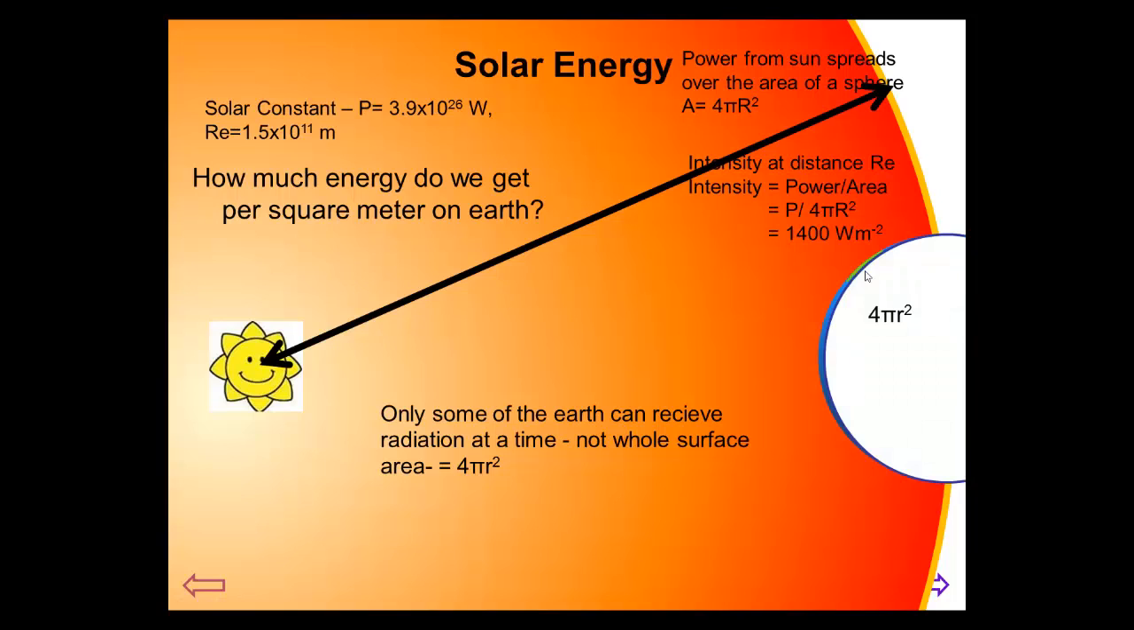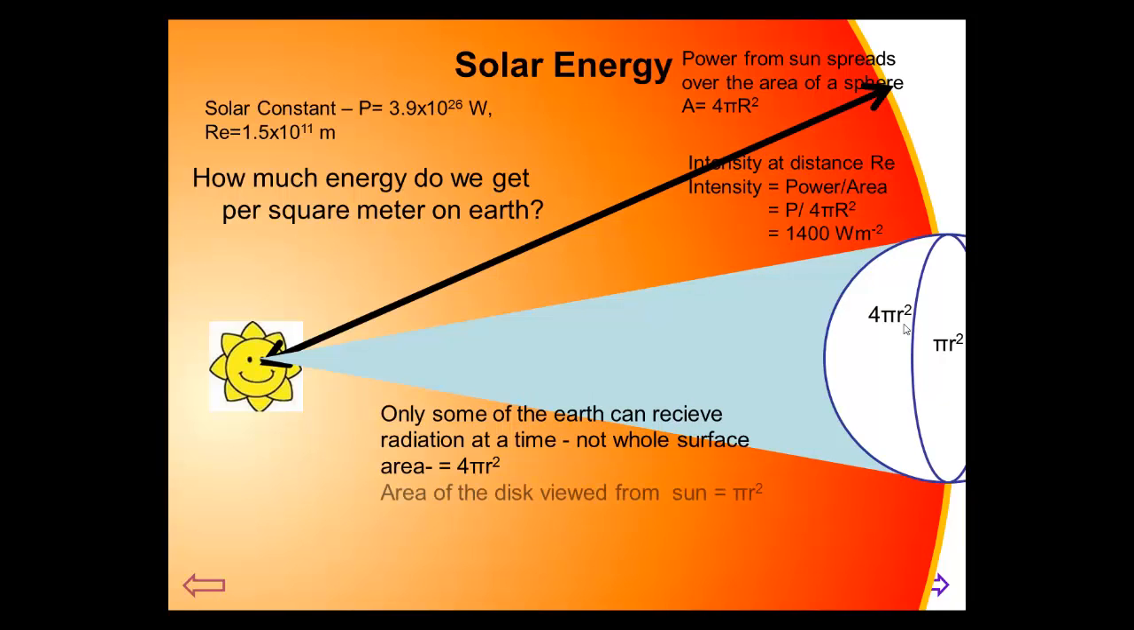So the whole surface is 4 pi r squared, but how much of that is actually getting to the Earth? Obviously not on the far side. The area of the Earth is 4 pi r squared, where r is the radius of the Earth, but the radiation that comes from the Sun is basically only covering pi r squared. So the area of the disk viewed from the Sun is pi r squared. So what is the ratio between 4 pi r squared and pi r squared? Well, of course, this is only a quarter of the total area of the Earth.